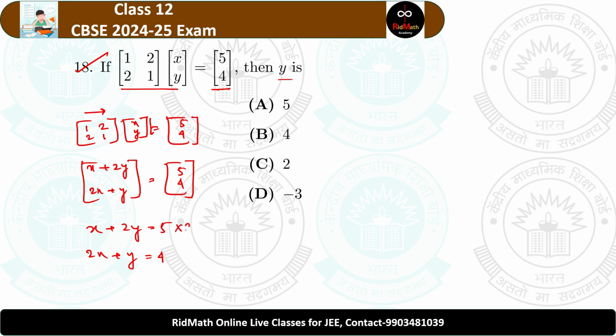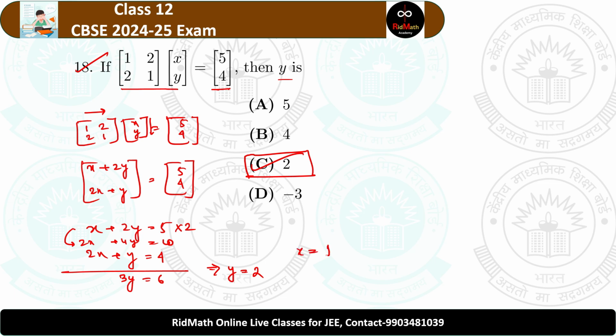So multiplying the first equation by 2 and subtracting, 2x plus 4y equal to 10. So 3y equal to 6. That implies y equal to 2. So option number C is correct. Y equal to 2, and also x equal to 1 we are getting.